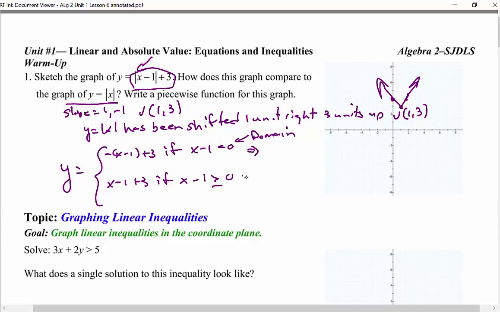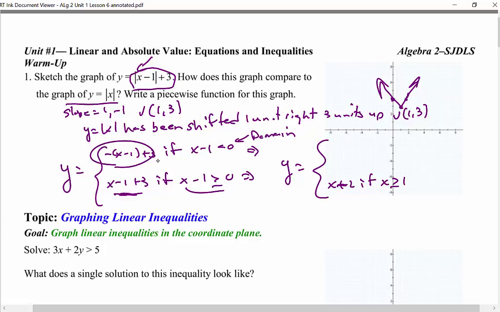Now, we want to clean these up so that we get y equals. So we want to simplify this. If I take this guy and simplify it, that just becomes x plus 2, and I'm going to solve my domain, x greater than or equal to 1. Now, I'm going to simplify that. So negative x plus 1 plus 3 becomes negative x plus 4 if x is less than 1.